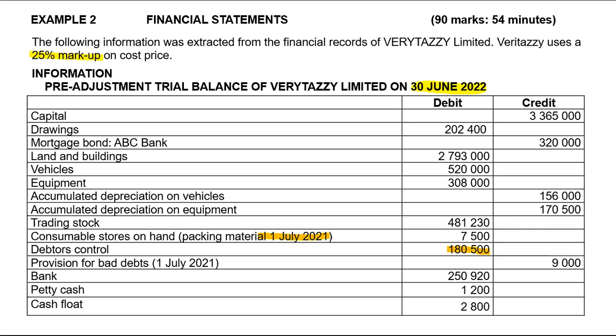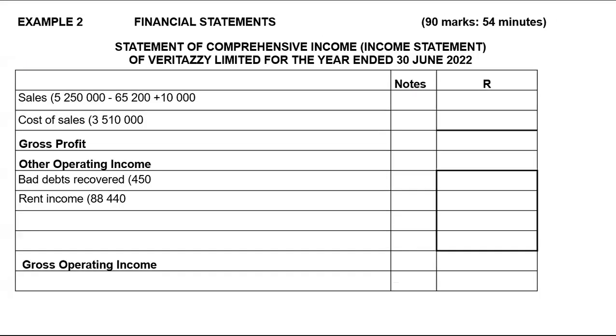You are going to take that 10,000 rand, multiply it by 100 because we want the cost of sales amount, and divide it by 125, noting that the 10,000 rand is at 125% because it's the selling price. The selling price already includes the markup. Multiply by what you want, divide by what you have. That will give you 8,000 rand. You add that 8,000 rand to your cost of sales because cost of sales increases whenever you sell.